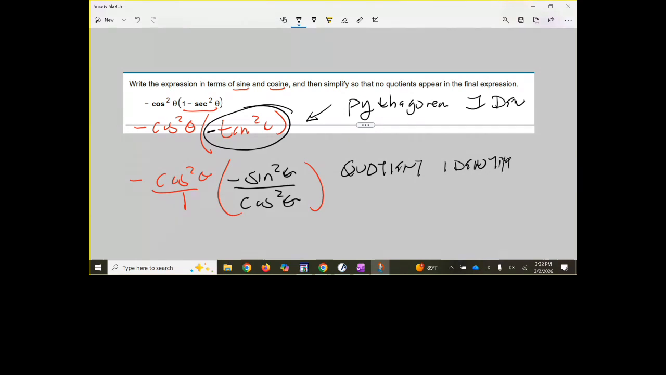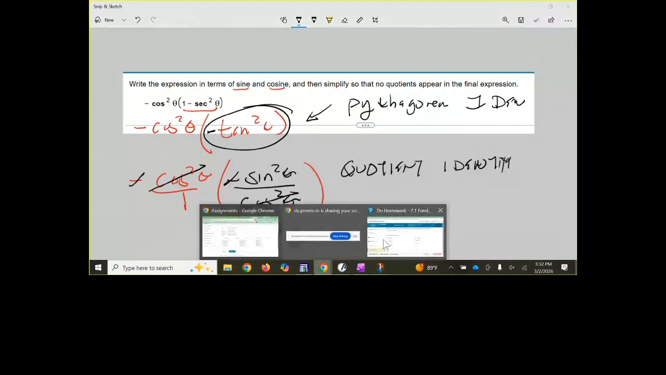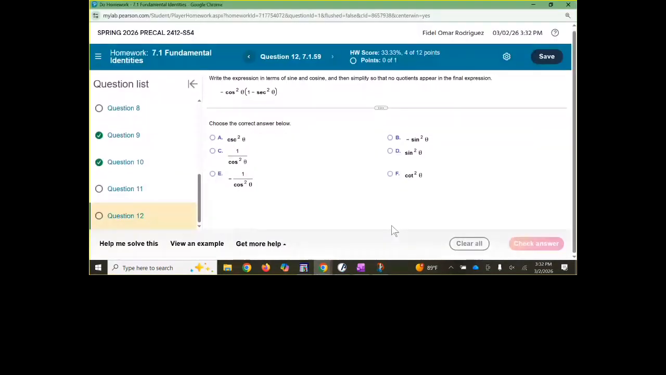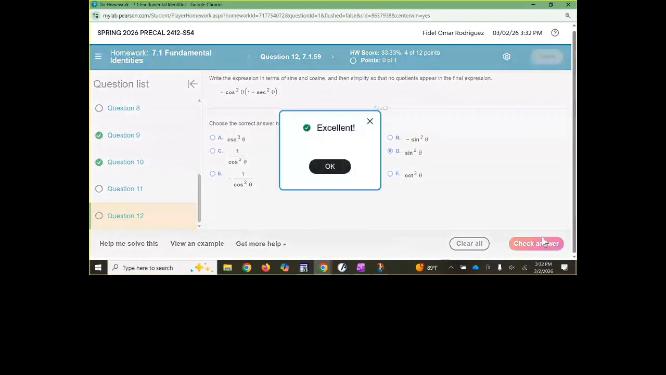All right, what's going to happen? The cosines are going to go away. A negative and a negative is a positive. And all I have left is the sine squared theta. And if I come back over here and look, is one of my choices a sine squared theta? Yeah, it looks like D. Let's check it. Boom. I would have been real embarrassed if we would have gotten it wrong.